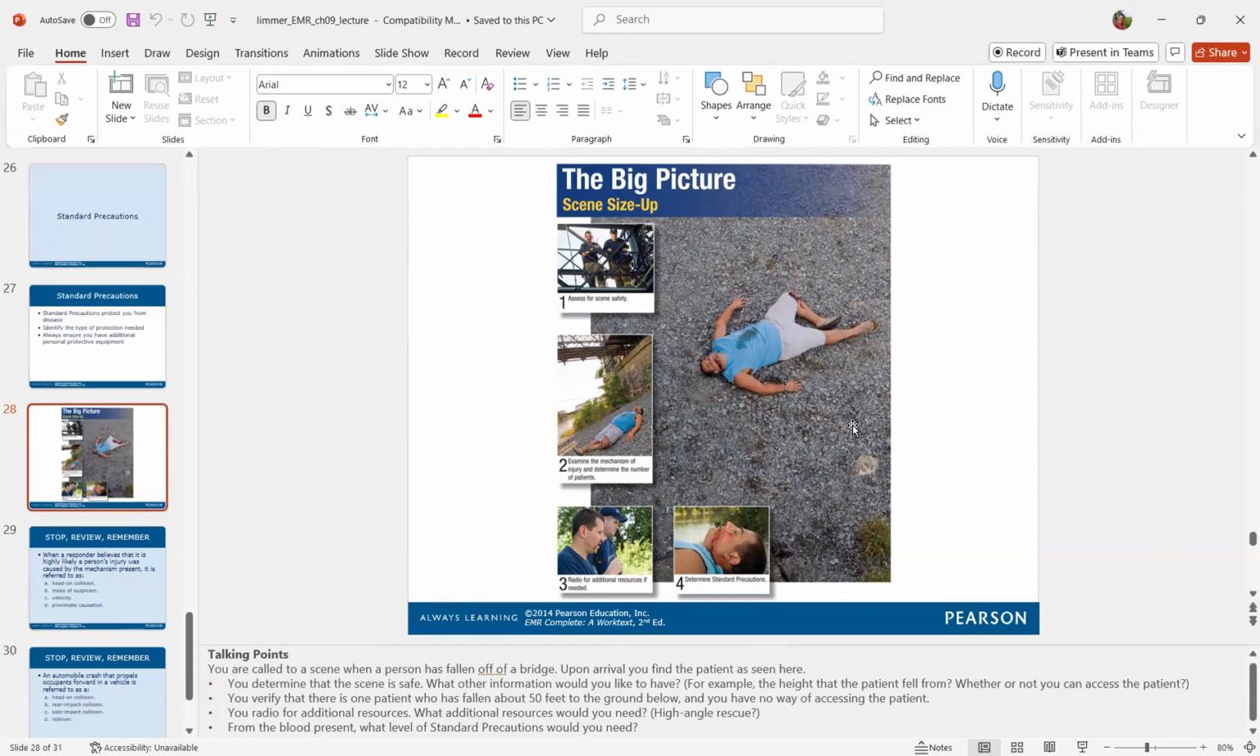So probably they fell, right? So height of the patient fall. What did they land on? Did they hit anything on the way down? And how did they land? How can we access that patient from where they're at? What additional resources do we need for that?